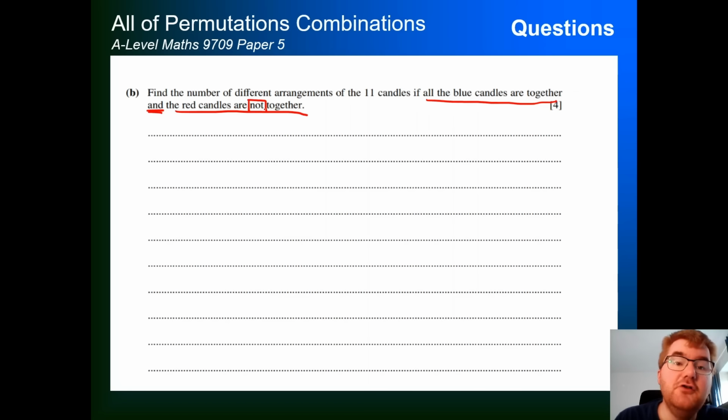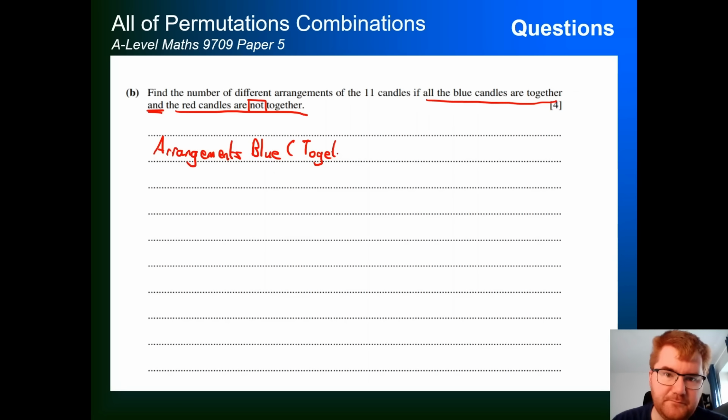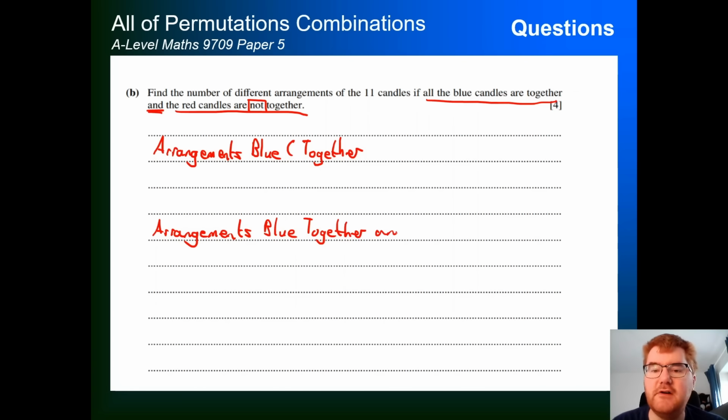Now, as soon as I see a not in this kind of question, I tend to take a slightly different approach, maybe to some teachers. So the first thing I want to do here is work out the arrangements of blue candles together, ignoring the red for the time being. So together. And then I want to work out the arrangements, and you'll see right at the end why we're doing this. Arrangements of blue together and red together. So I'm kind of ignoring the not for the time being, but we'll work backwards to work out what that is.